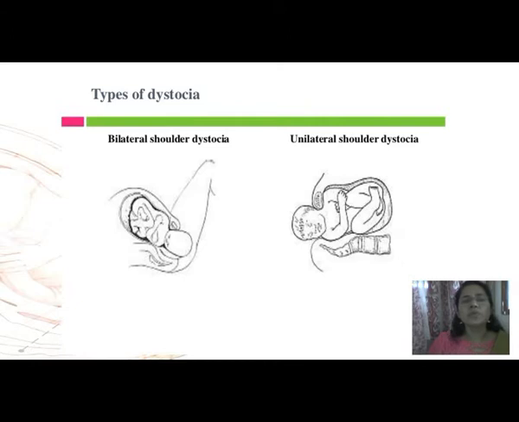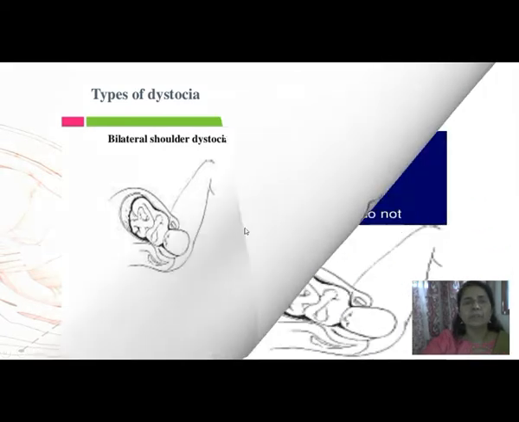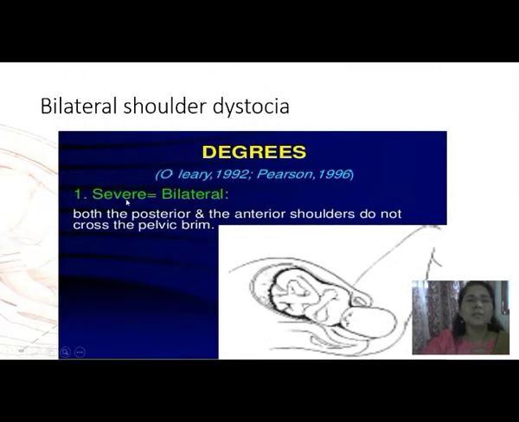These are the types of shoulder dystocia: bilateral shoulder dystocia and unilateral shoulder dystocia. First is the bilateral shoulder dystocia, the severe type. Both the posterior and the anterior shoulder, you can see from this picture, do not cross the pelvic rim. So that happens in the bilateral type, where both sides are affected.